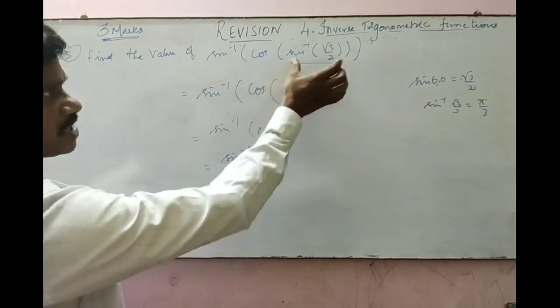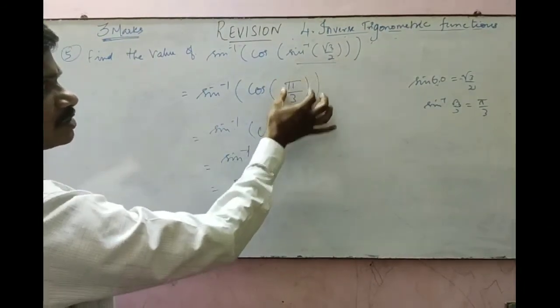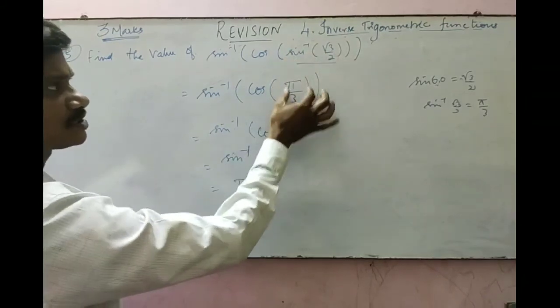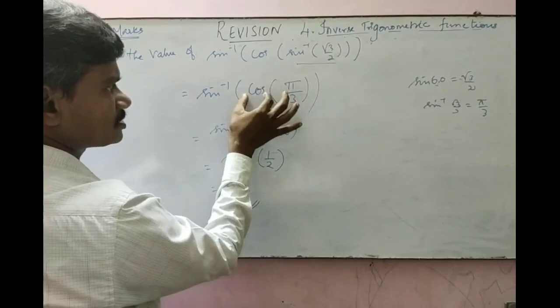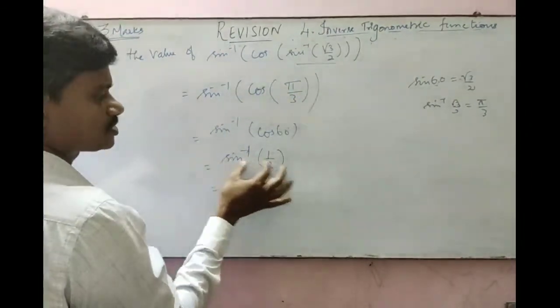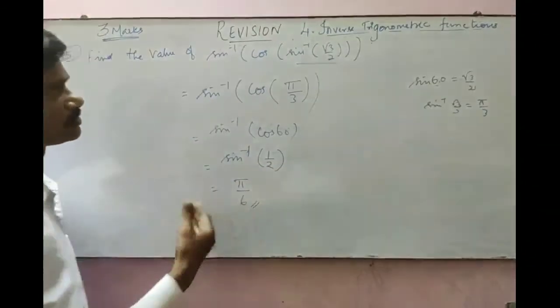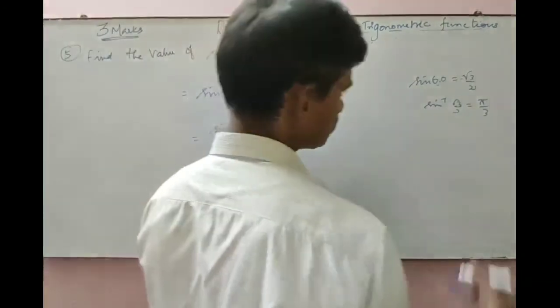You have to start from the innermost bracket and substitute the value. Since it is sine inverse, it becomes theta. Here it is a cos trigonometric value, so you will get a number. Again this sine inverse gives the theta. All this comes under the table values, so you have to know the table values clearly, then only you can do the sums easily.